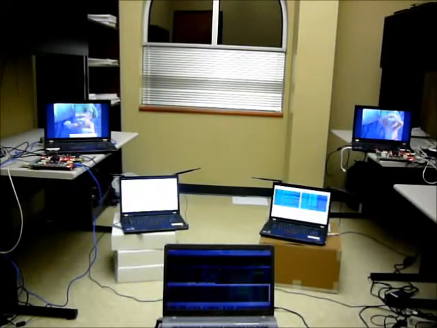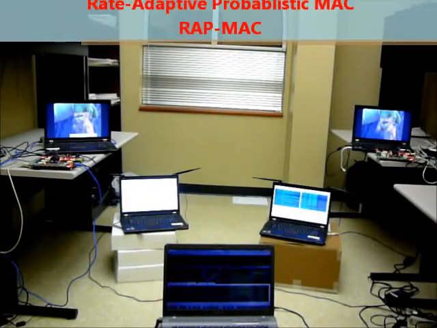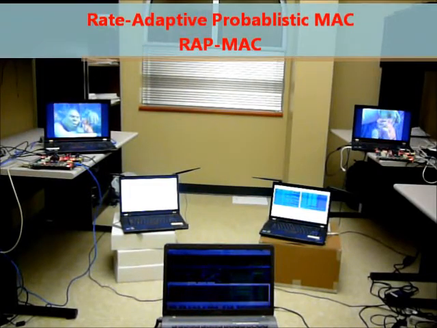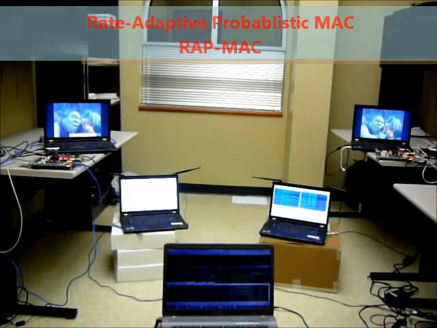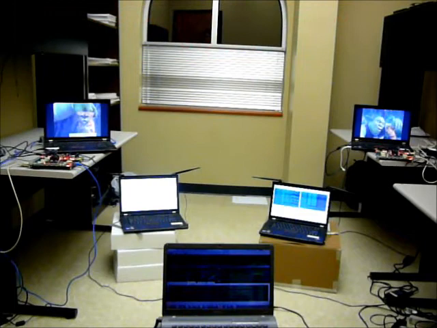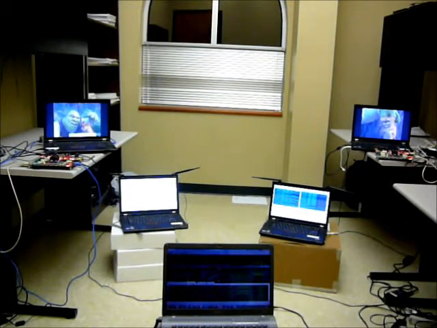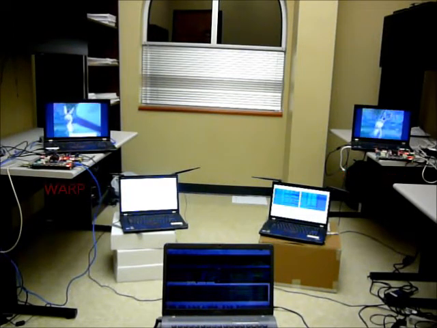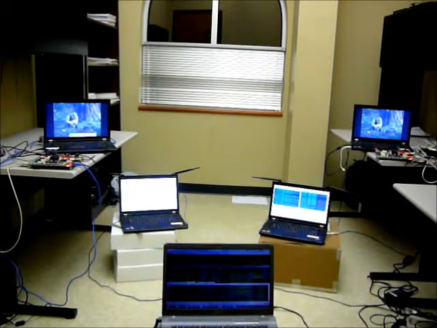This is a demonstration of the Rate Adaptive Probabilistic MAC, RAB-MAC, developed at the Center for Advanced Computer Studies, CACS, at the University of Louisiana at Lafayette. RAB-MAC is an opportunistic spectrum management scheme for cognitive radio networks. We implemented RAB-MAC using the wireless open access research platform WARP. WARP is an FPGA board to which radio daughter cards are connected.